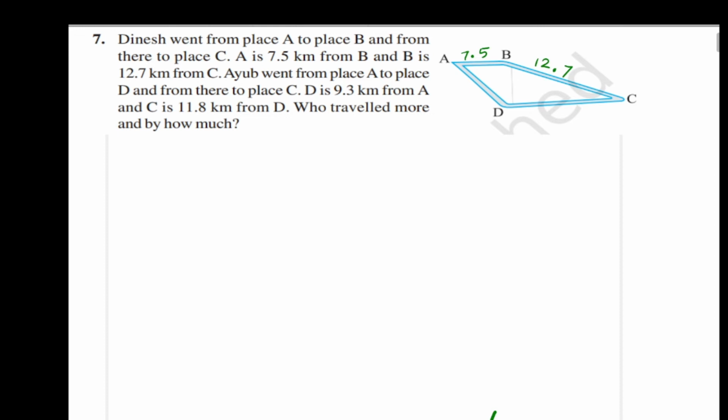Ayub went from place A to place D, and from there to place C. D is 9.3 kilometer from A, and C is 11.8 kilometer from D. Who travels more and by how much?